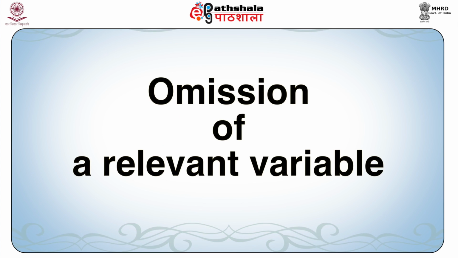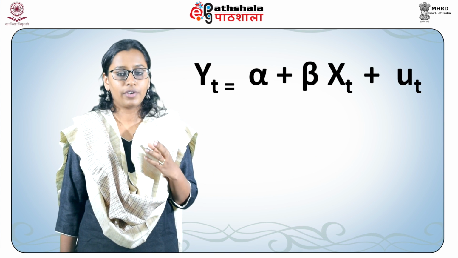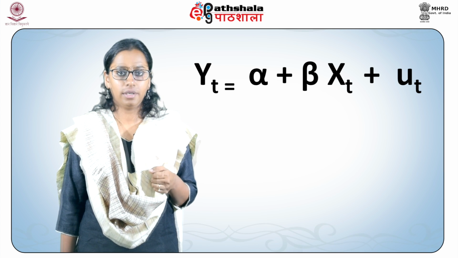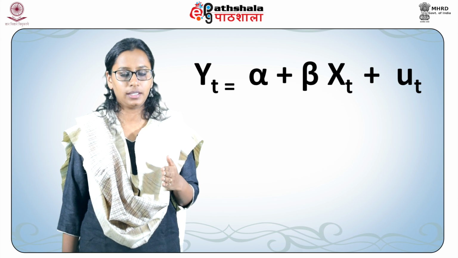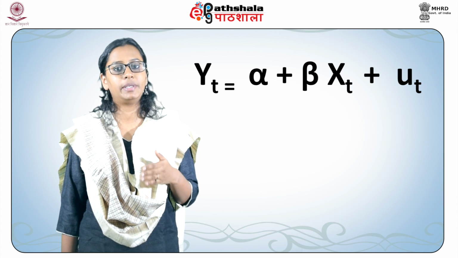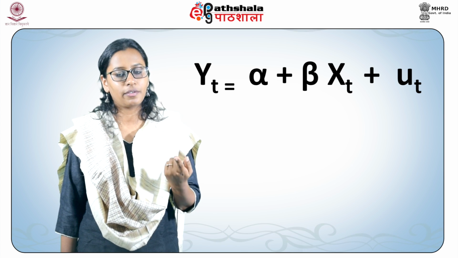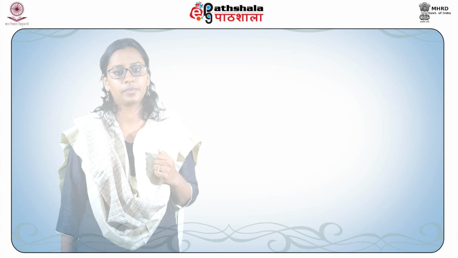Omission of a relevant variable. Suppose for some reason we forget to include the variable zt in the model, and therefore the estimated model becomes yt equal to alpha plus beta xt plus mu t. By estimating the above equation, we have committed an error of omission.